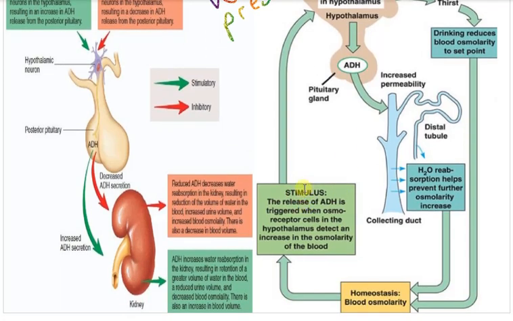Hormones are secreted when there is a particular stimulus, isn't it? The release of ADH is triggered when osmoreceptor cells in the hypothalamus detect an increase in the osmolarity of the blood. So one question can come to your mind: what is an osmoreceptor? Look, receptors are there inside our body which help us to grab the stimulus from the environment or the bodily changes that happen inside our body.